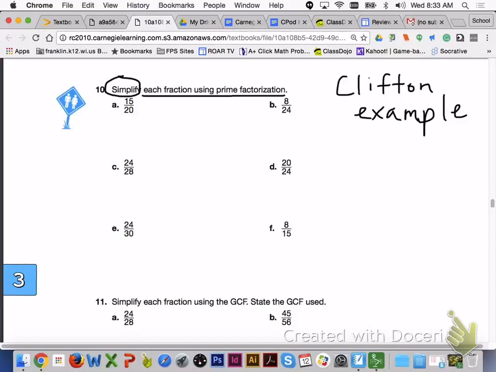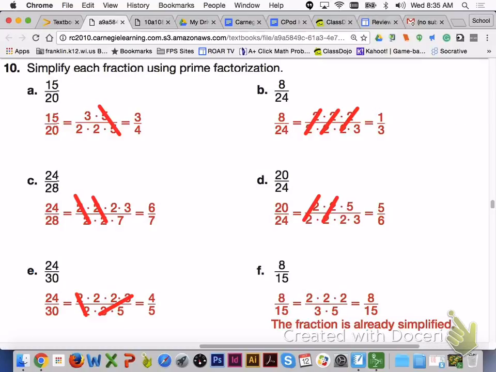Turn to page 160, answer number 10, letters A through F with your group members. Refer back to Clifton's example if needed. I divided out the common prime factors for you in order for you to see each of the fractions in simplest form using Clifton's method. For letter A, you should have 3/4, B 1/3, C 6/7, D 5/6, E 4/5, and letter F, the fraction is already simplified, 8/15.